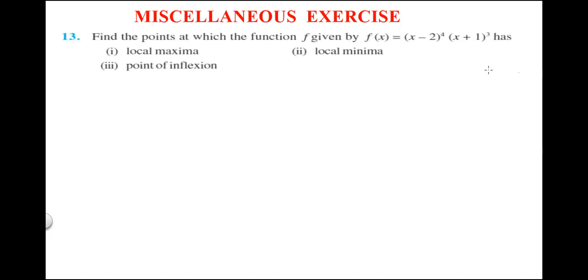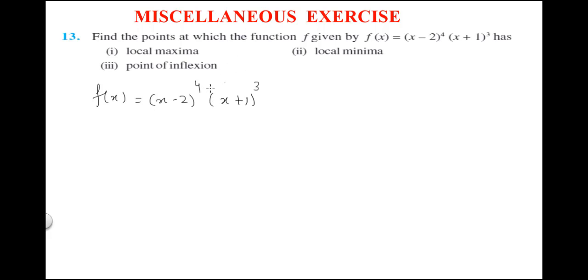Here comes the next question, question number 13. In the 13th, we have to find the points at which the function f given by f of x equals x minus 2 to the power 4 times x plus 1 whole to the power 3, has local maxima, local minima and point of inflection. So we have to find out the points.